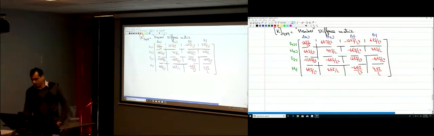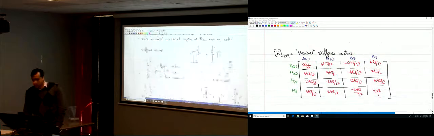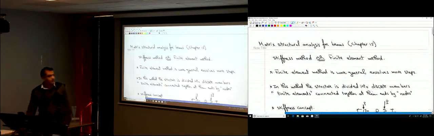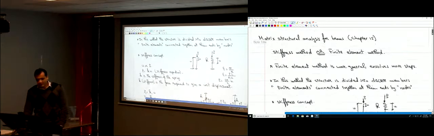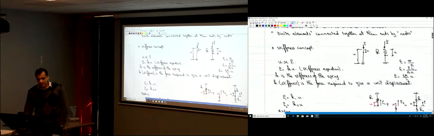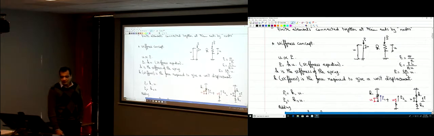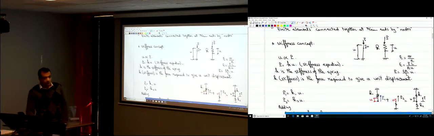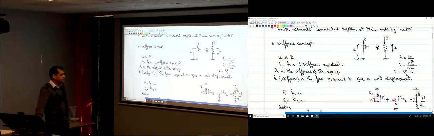Okay, so good morning, everyone. Today we're going to continue our discussion of the matrix structure analysis, or the stiffness method. Just a quick reminder, what's meant by the stiffness? Stiffness, K, is the force required to give a unit displacement.